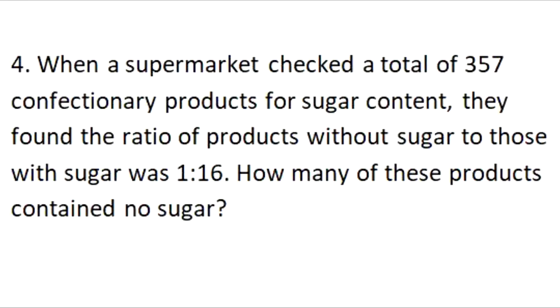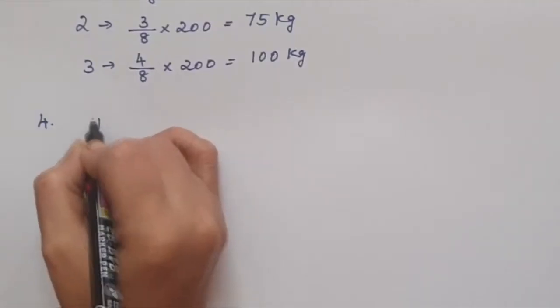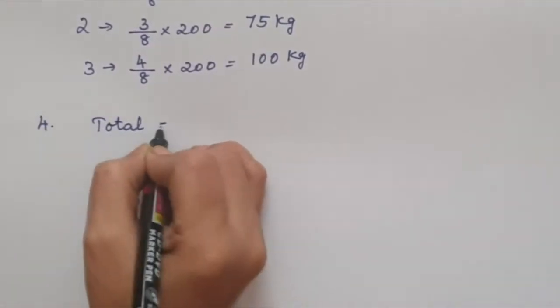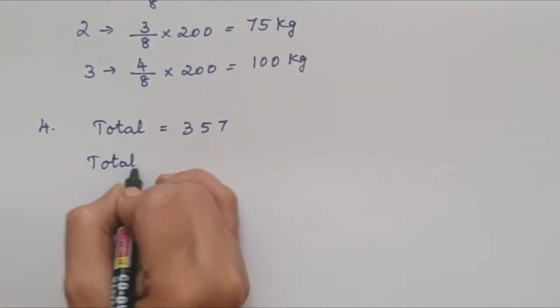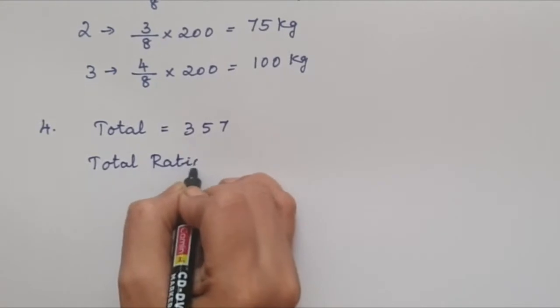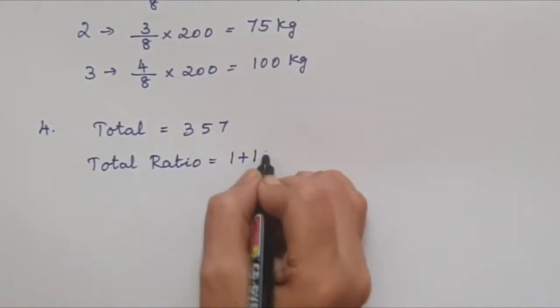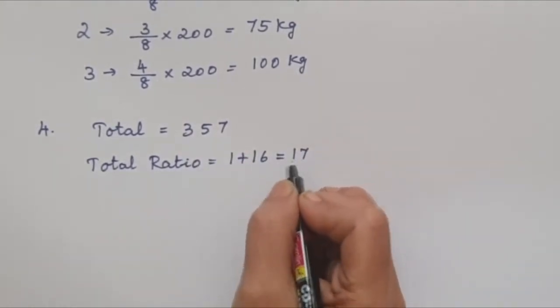Fourth question: when a supermarket checked a total of 375 confectionery products for sugar content, they found the ratio of products without sugar to those with sugar was 1:16. How many of those products contain no sugar? So the total products is given as 357. And then the next thing, the total ratio will be equal to 1 plus 16, so it is equal to 17.